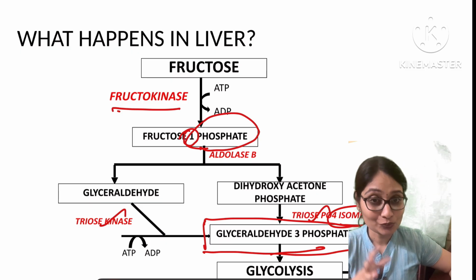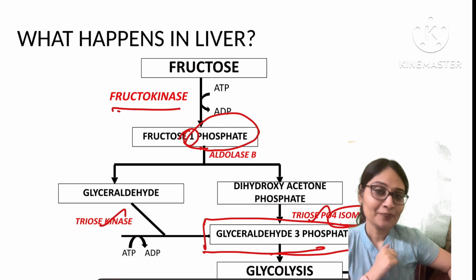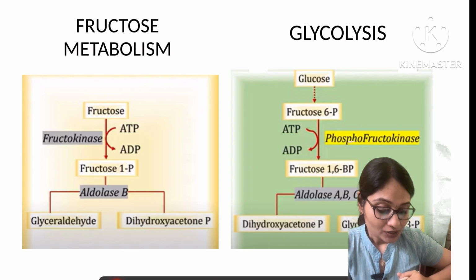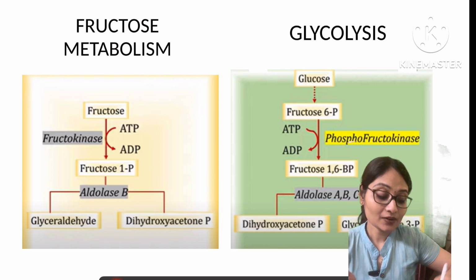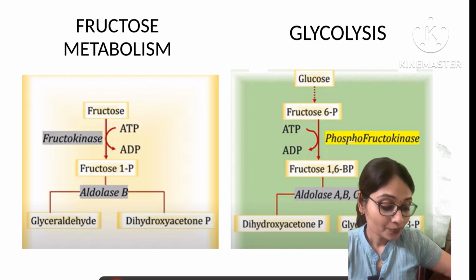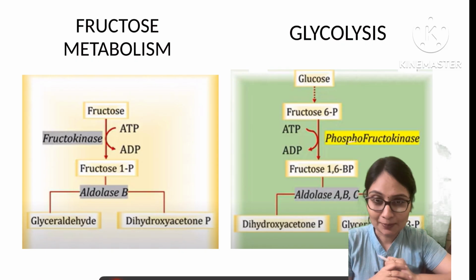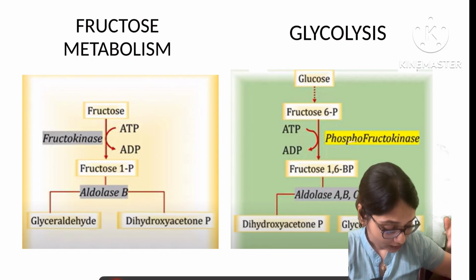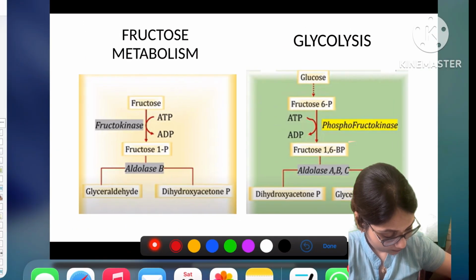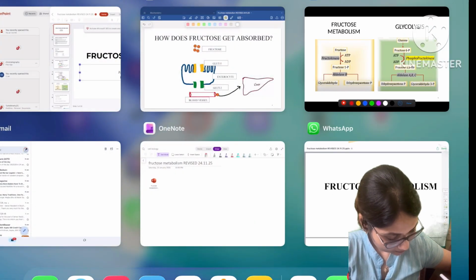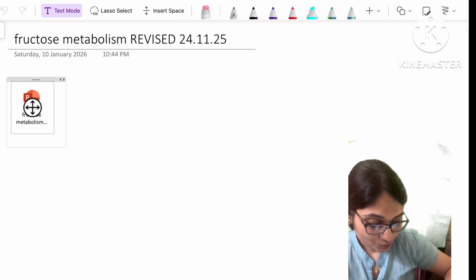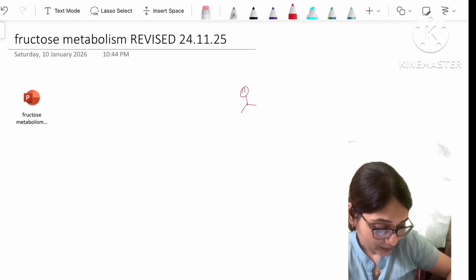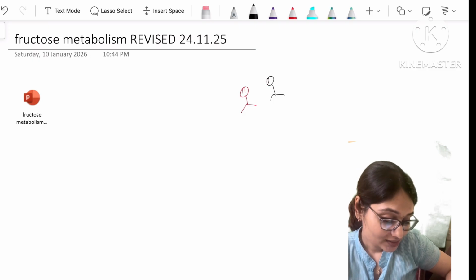So isn't it a bit weird and curious at the same time? Yeah, so now let's see why this contradictory statement is so. That is because when we compare fructose metabolism with glycolysis, I'll give you an example. So imagine there are two brothers. So this is brother A and this is brother B.